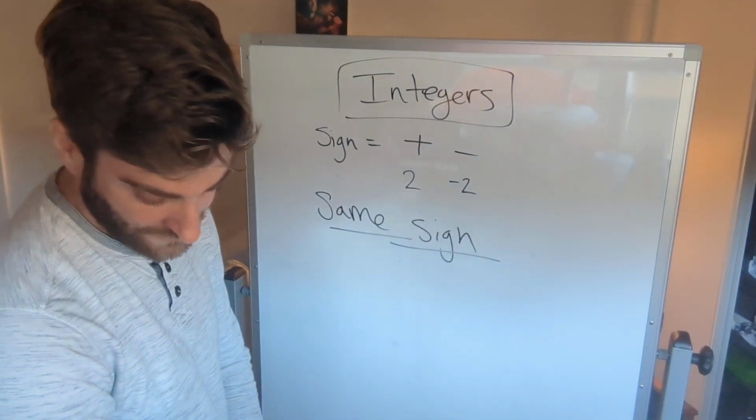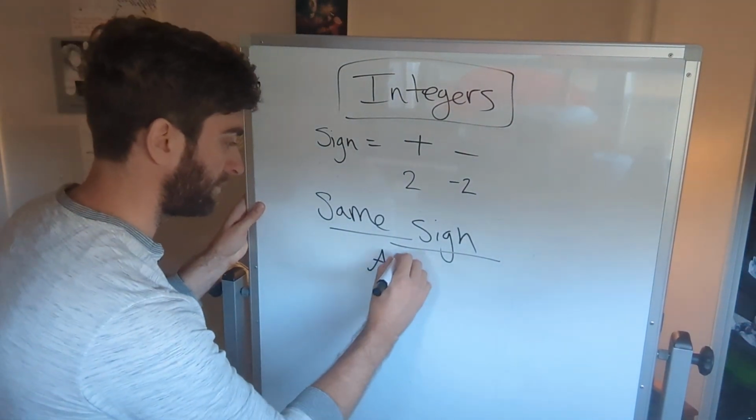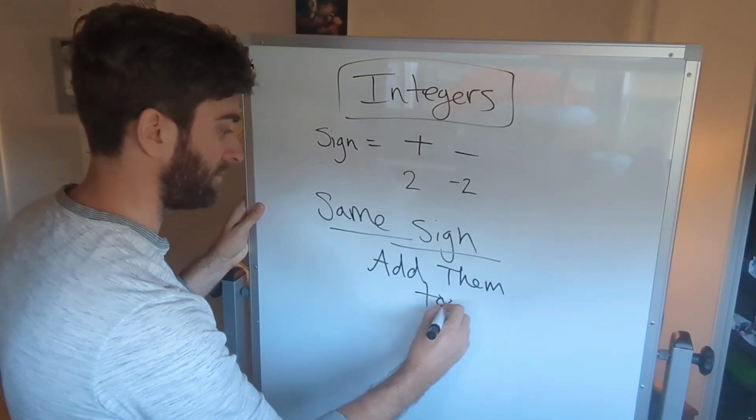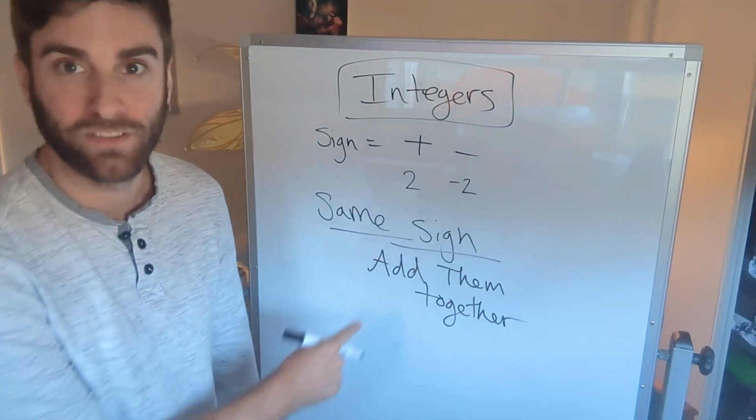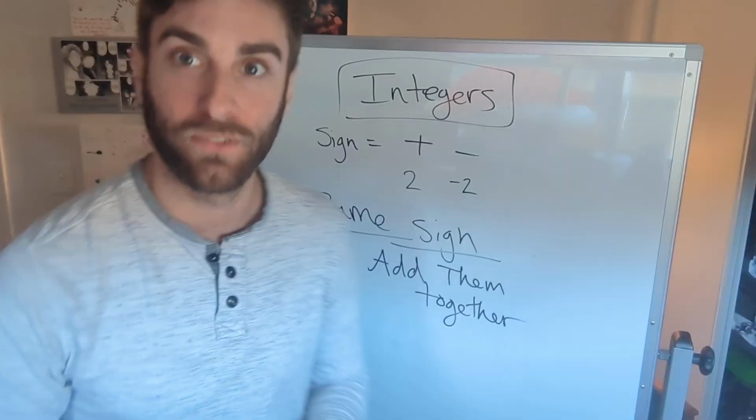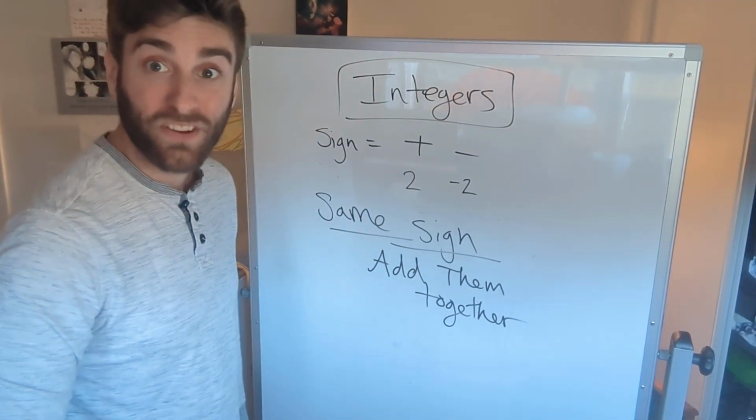what do you do? You add the numbers together. Add them together. You can't read that. That's in cursive. That's okay. You add those numbers together. Here's an example. Oh, but the last part is you have to keep the sign.